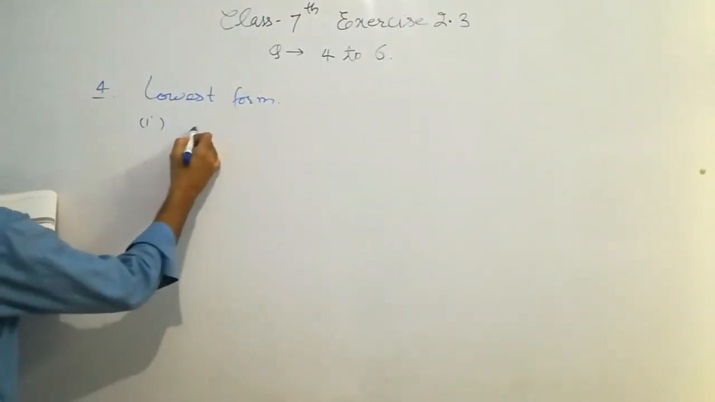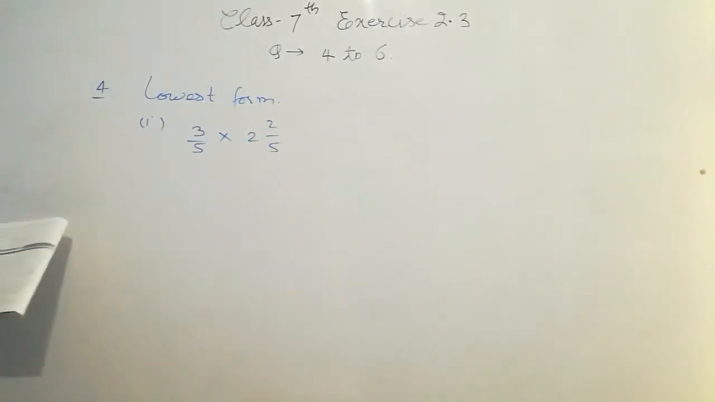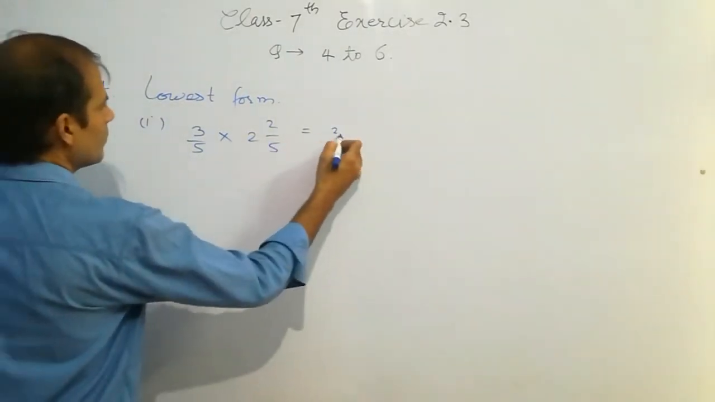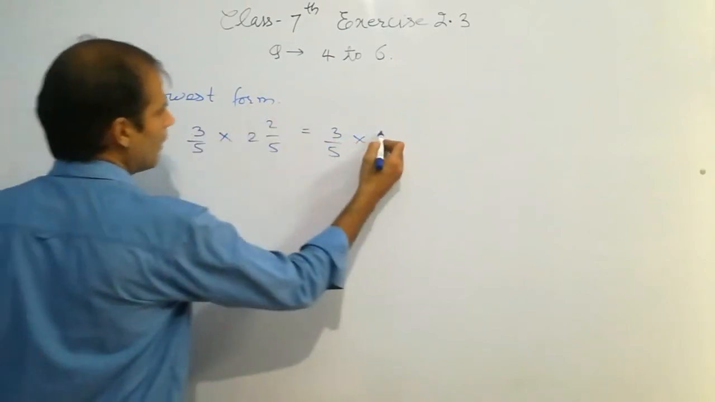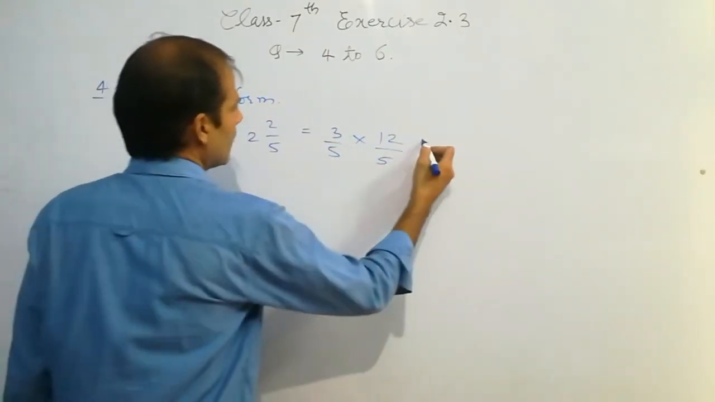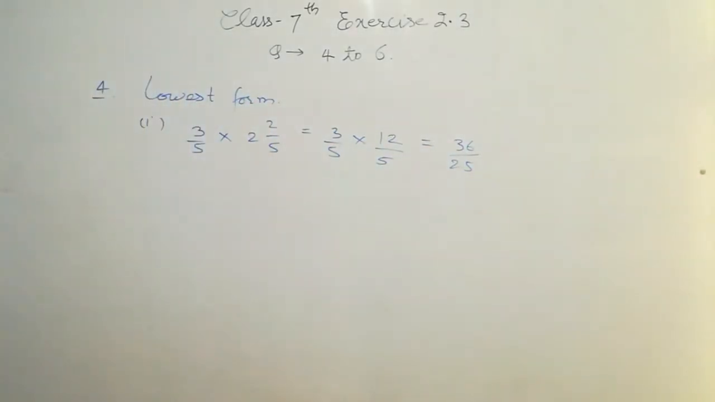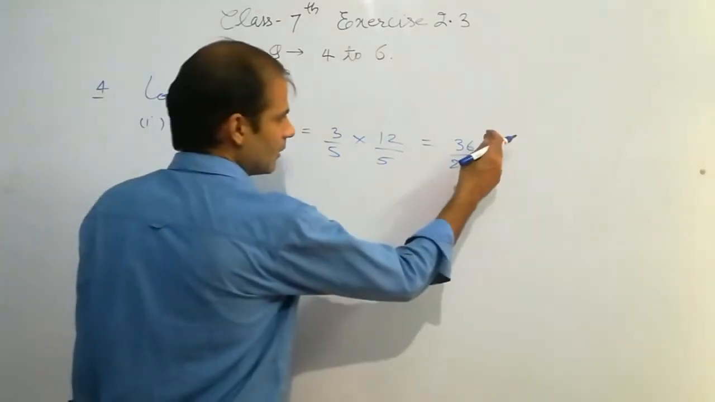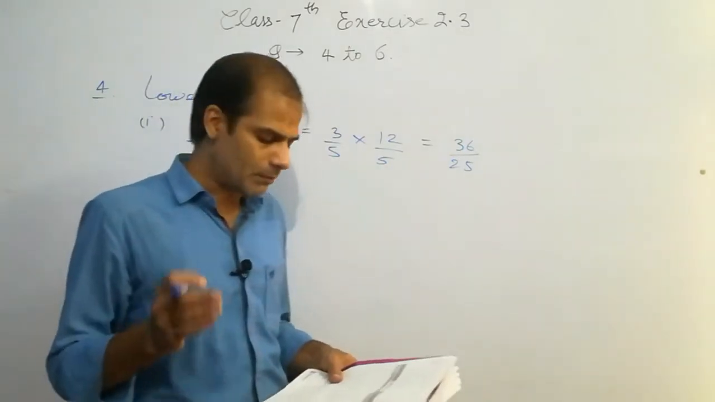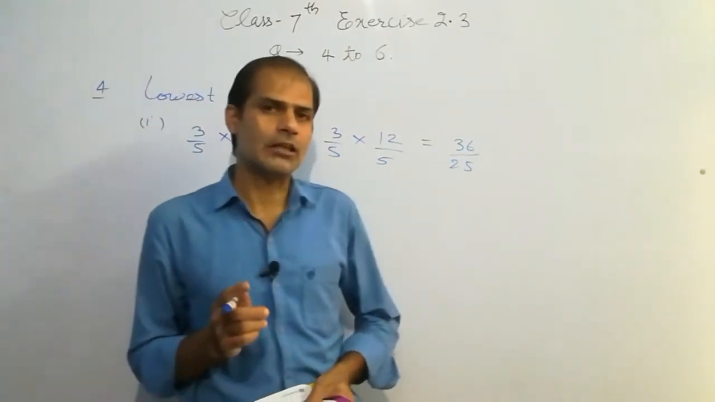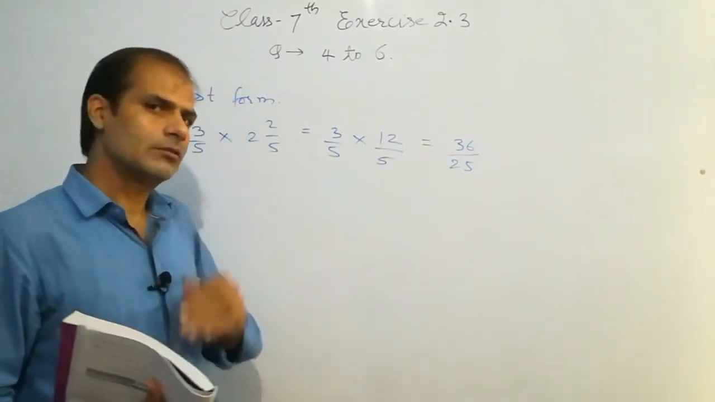The first part is 3 by 5 multiplied by 2 and 2 by 5. So it is equal to 3 by 5 into 5 twos are 10 plus 2, 12 upon 5. It is 12 threes are 36 upon 25. Okay. Now you can see that the numerator is bigger, so it is in the form of an improper fraction, but we have to convert it into lowest form. Lowest form means if both of these are divisible by any number, then you have to divide.